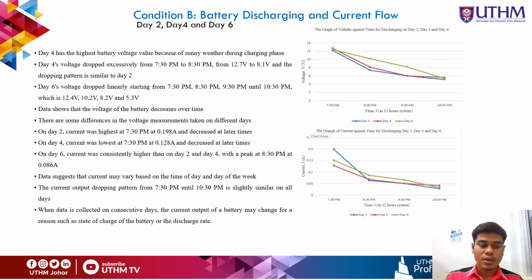So after that, the current output dropping pattern from 7:30 pm until 10:30 pm is slightly similar on all days. So lastly, when data is collected on consecutive days, the current output of a heavy battery may change for a reason such as a state of charge of the battery or the discharge rate.